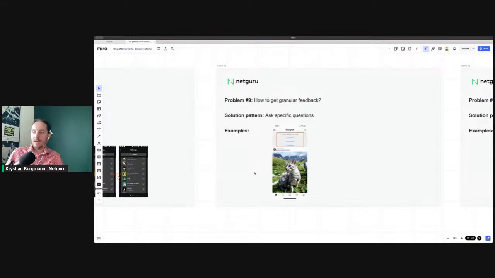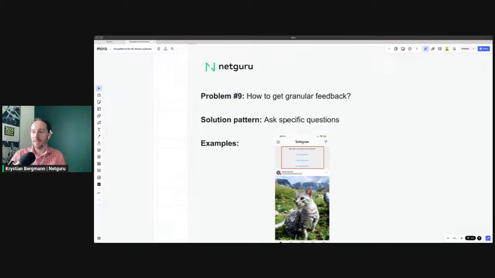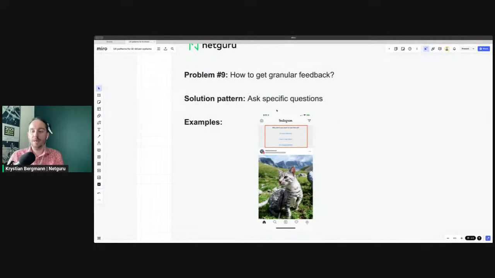So the ninth one is how to get a granular feedback in the interface. Again, this might be more relevant for you, specifically around user experience research. This is what Instagram is doing.